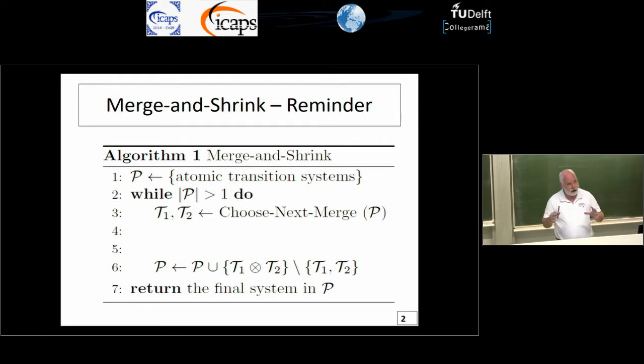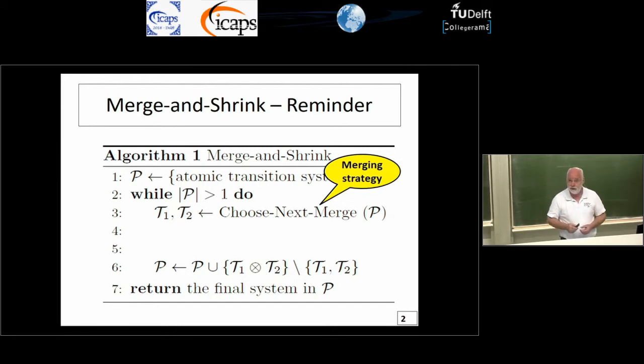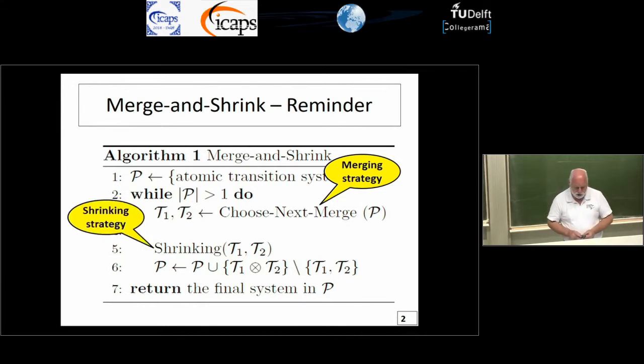This is really a framework, it's not a specific system, and so you have to fill in a few blanks here. One of them is which pair of transition systems. You might start off with 1,000 transition systems in this set, which pair do you choose, and so that's called the merging strategy. The other thing that's important, and will be important in this talk, is that there is a size limit to how large a transition system can get. When you take the product of two transition systems, at least roughly speaking, the size of the product is the product of the sizes, and so at some point you will need to shrink one or both of the transition systems before you do take their product. And again, there's many ways that you might do that, so that's called the shrinking strategy.